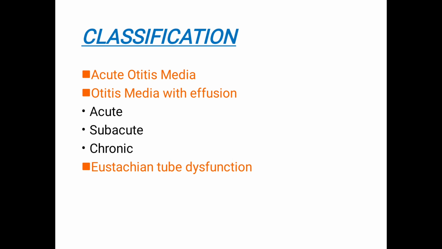Now coming to the classification. Otitis media can be classified into acute otitis media, otitis media with effusion, and Eustachian tube dysfunction. Otitis media with effusion can be acute, subacute or chronic. This is the classification and we will discuss each of these: acute otitis media, otitis media with effusion, and Eustachian tube dysfunction later.